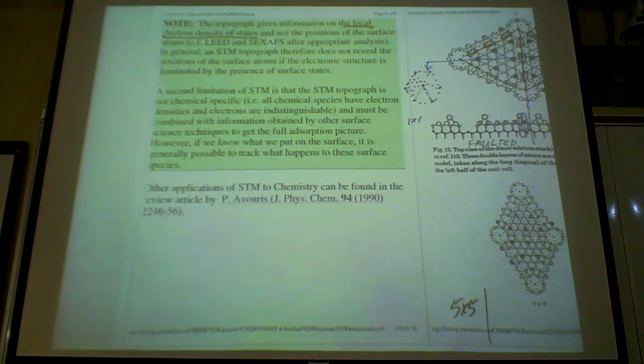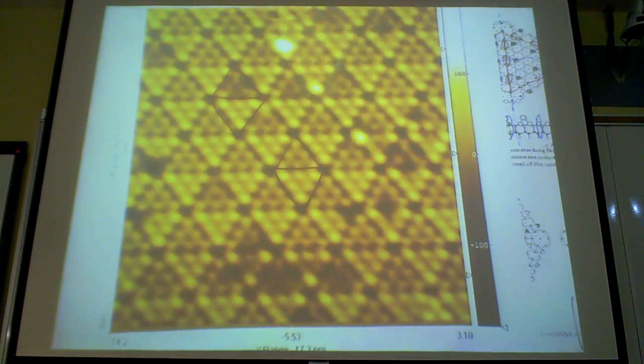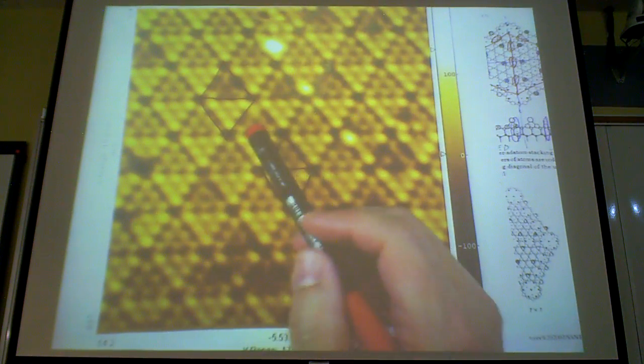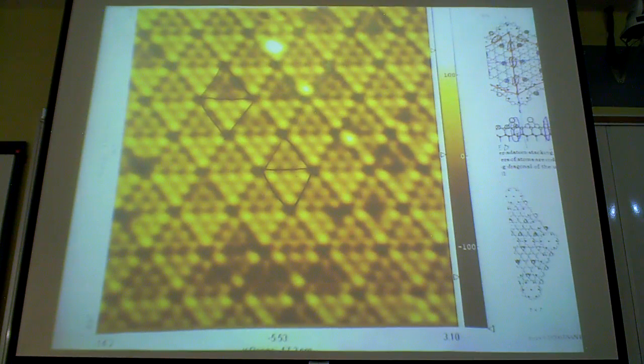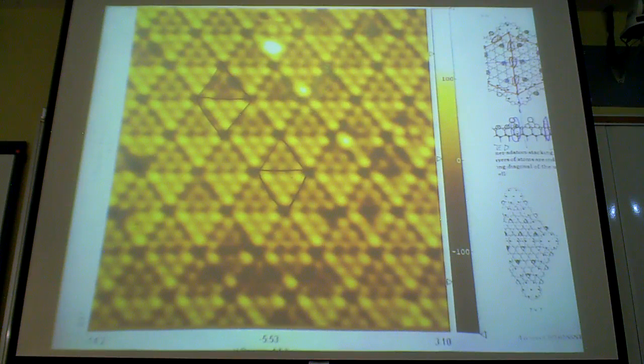The second limitation, as you may gather from this, is that if I want to look at a well-ordered surface, like this silicon 7x7 surface, I can see the individual atoms, that's great. I can have a surface grid as my reference. But in most material science, you don't study such a clean surface. You may have a very heavily populated surface. You may have a saturated surface. At that point, you have lost complete reference, right?